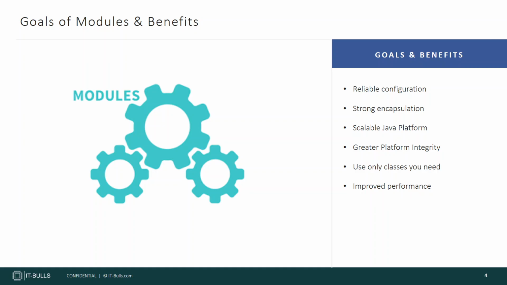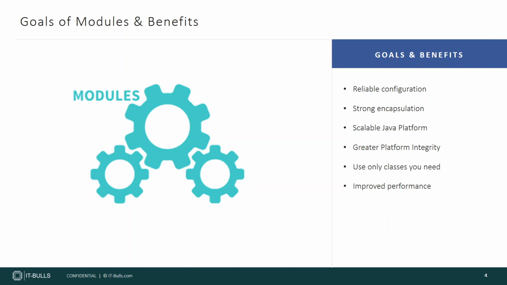Greater platform integrity. Before Java 9, it was possible to use many classes in the platform that were not meant for use by an app's classes. With strong encapsulation, these internal APIs are truly encapsulated and hidden from apps using the platform. This can make migrating legacy code to modularized Java 9 problematic if your code depends on internal APIs.